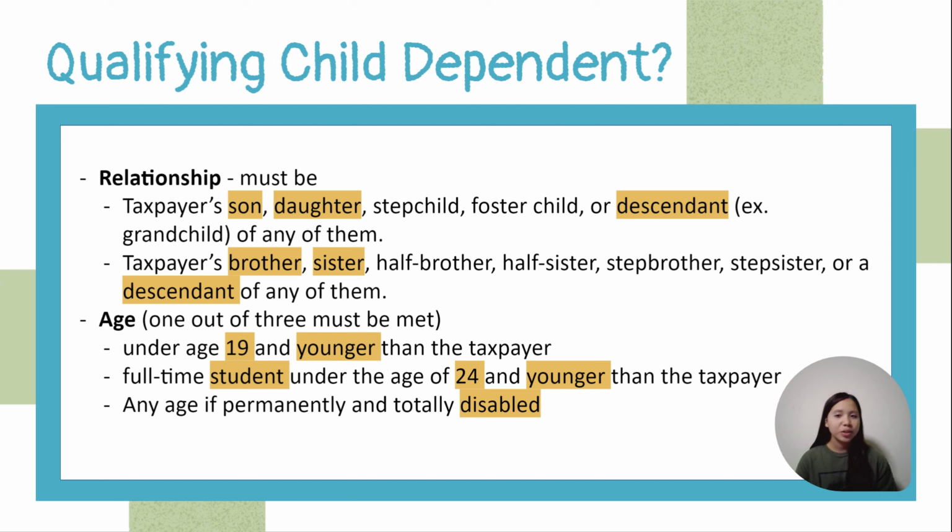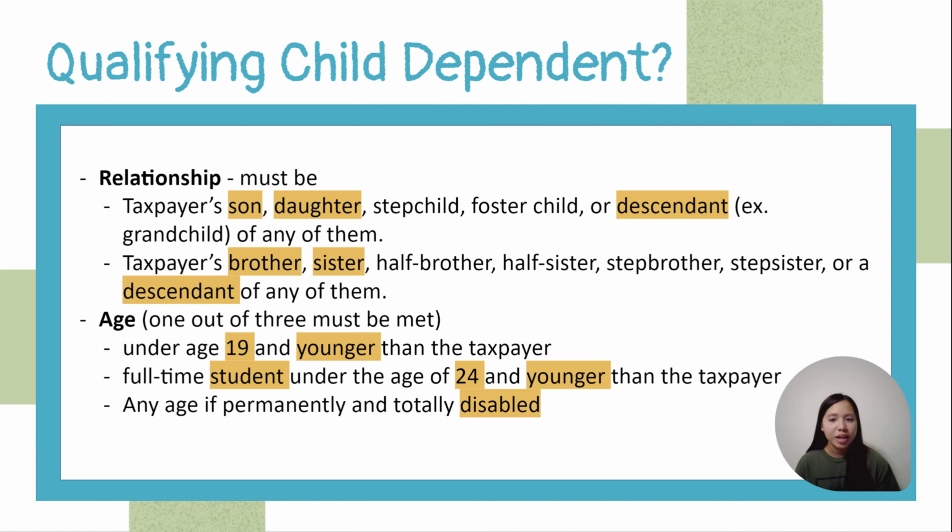So the tests for a qualifying child dependent include, the first one is the relationship test. The qualifying child must be the taxpayer's son, daughter, stepchild, foster child, or descendant of any of them. Or they can be the taxpayer's brother, sister, half-brother, half-sister, stepbrother, stepsister, or a descendant of any of them.